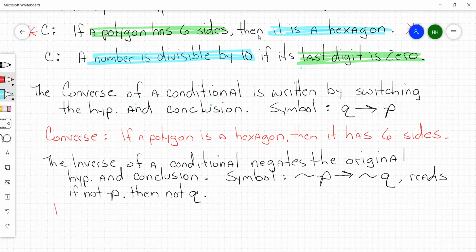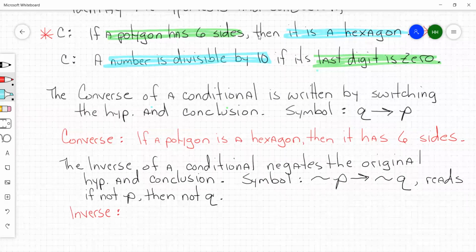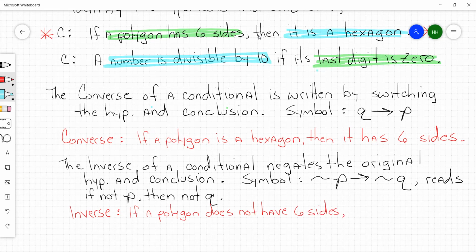If we're going to write an inverse to the original conditional, back up here, this original conditional says, if a polygon has 6 sides, then it is a hexagon. The inverse to that statement is, we're going to negate the original hypothesis and conclusion. We're going to say, if a polygon does not have 6 sides, then it is not a hexagon.